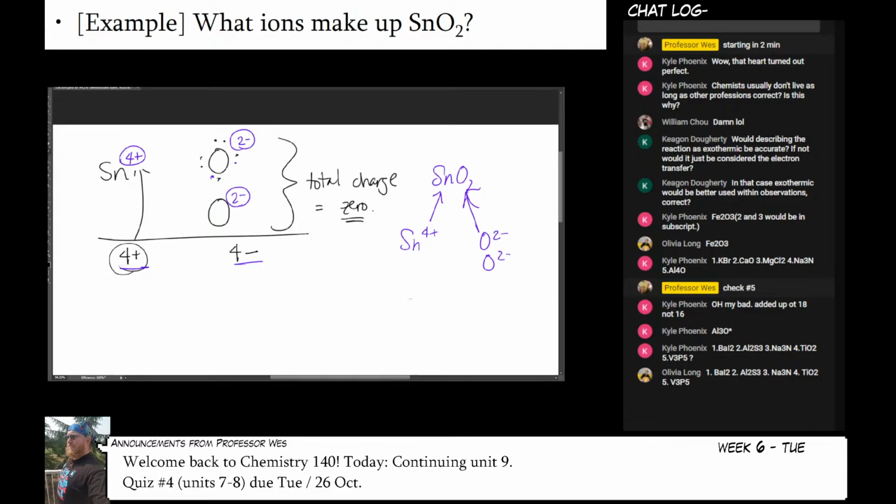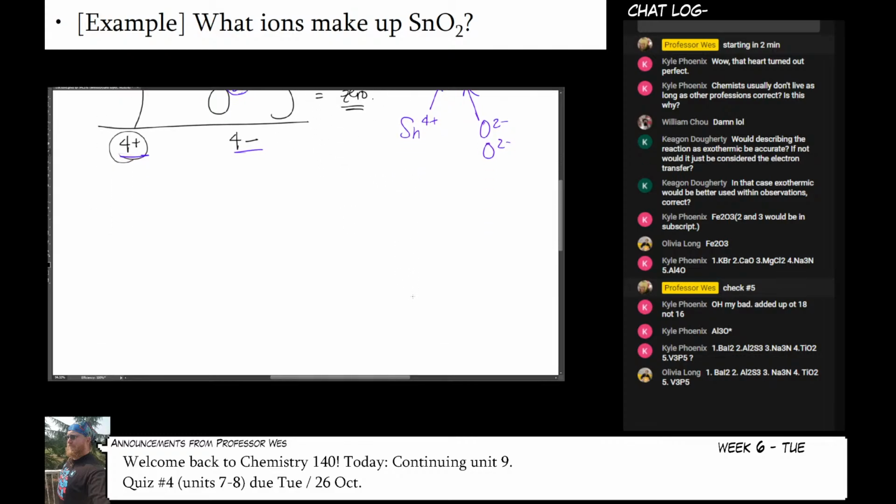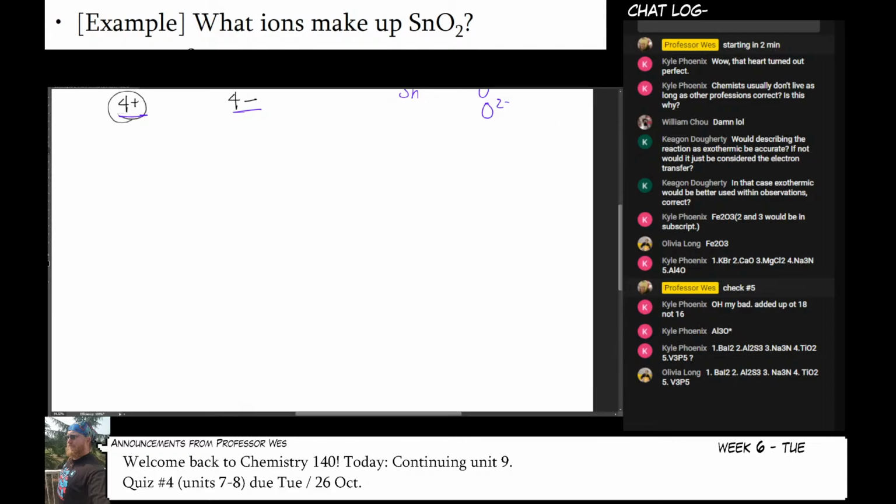Now, what if you add multiple of something there? I'm going to pick a different example here. Oh, I clicked off of the PowerPoint here. Let me fix that. What if I had something like, say, that? What would the charges on the ions for this be?